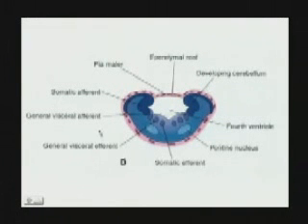Here we have again some more of the afferents and efferents. Here's the fourth ventricle. Again, that's a continuation of the fourth ventricle that we saw in the myelencephalon, because as we saw in the figure that started off with the neural tube, the fourth ventricle extends from the metencephalon all the way to the myelencephalon.